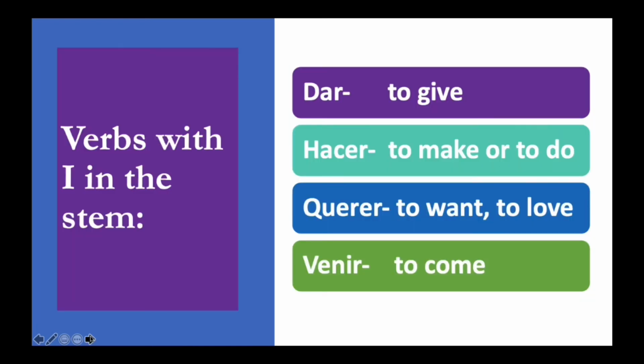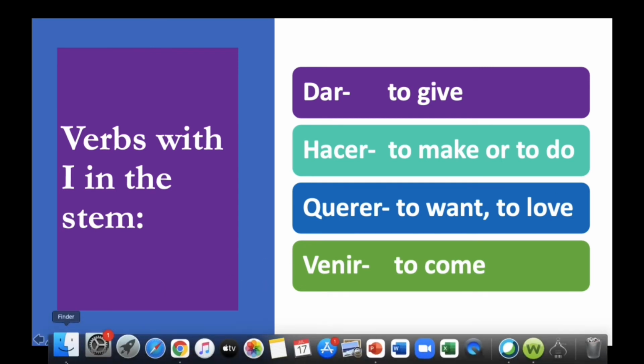Now we have the verbs with I in the stem. Dar, hacer, querer, and venir. Dar means to give, hacer means to make or do. Querer does mean to want or to love in the present tense, but in the preterite it means to attempt or try, and then if you put the word no in front of it, it means to refuse. And the last one is venir, which means to come.